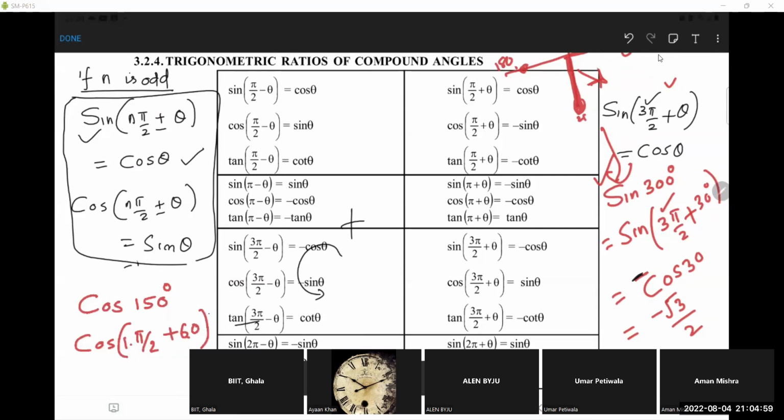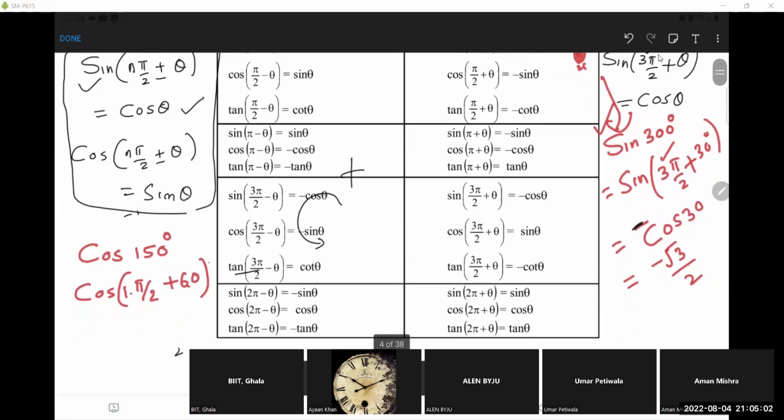So 1 is an odd number. Therefore, cos of pi by 2 plus 60 will give a sine 60, because it will give its complementary measure; cos complementary will be sine. Why cos complementary is sine, I will tell you later, right? If you draw a right triangle, you can easily identify that cos complementary will be sine, sine complementary will be cos. That I will tell you. Okay. Now, pi by 2 plus 60 will be sine 60.